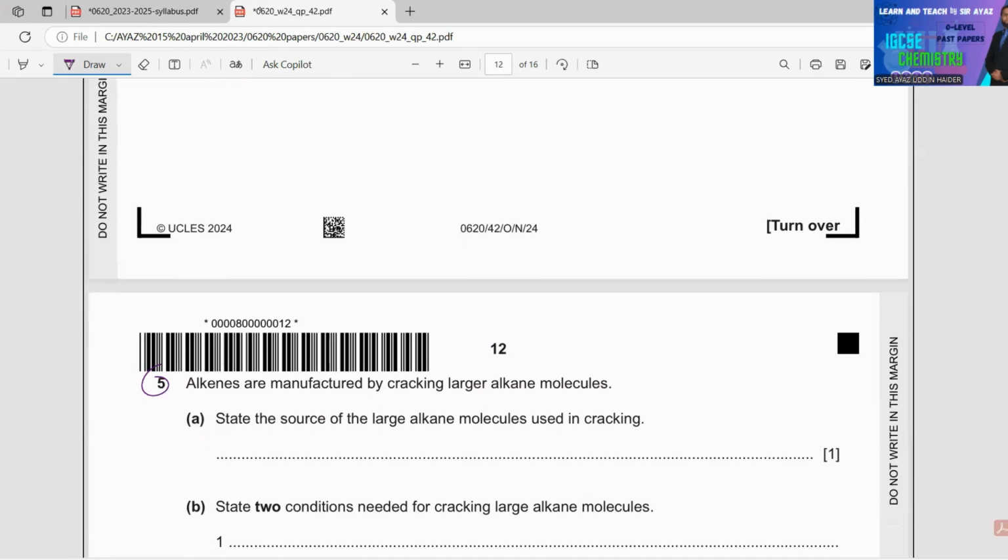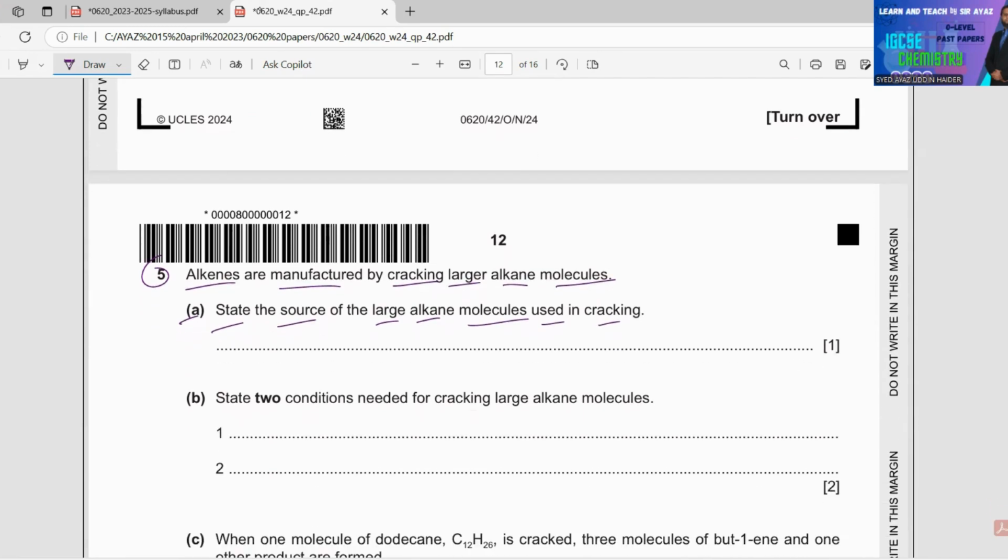Number 5. Alkenes are manufactured by cracking large alkane molecules. A. State the source of the large alkane molecules used in cracking. We are getting it from crude oil or petroleum.